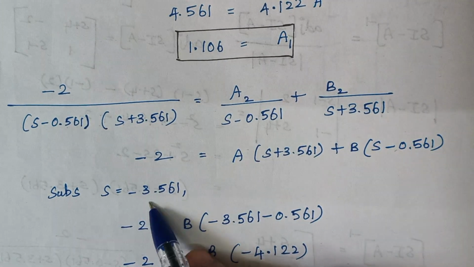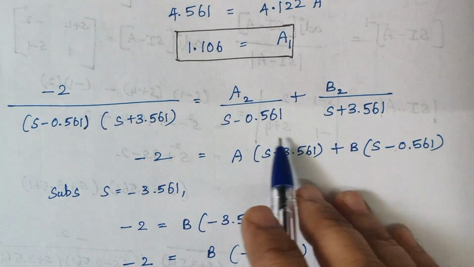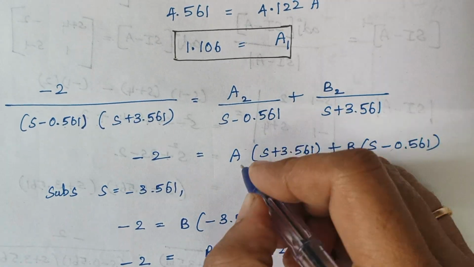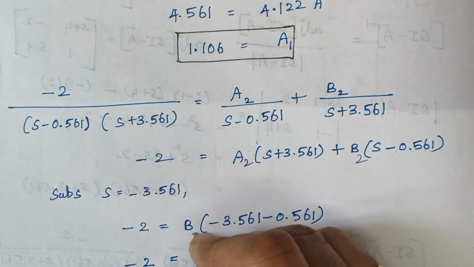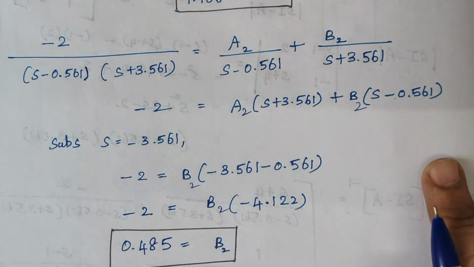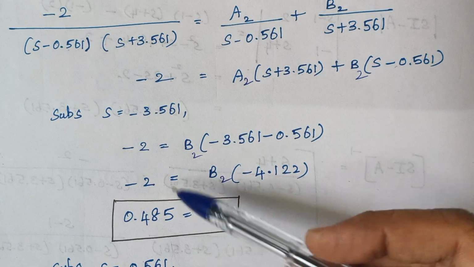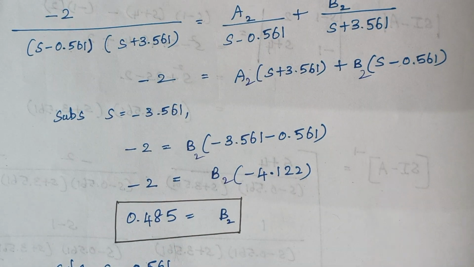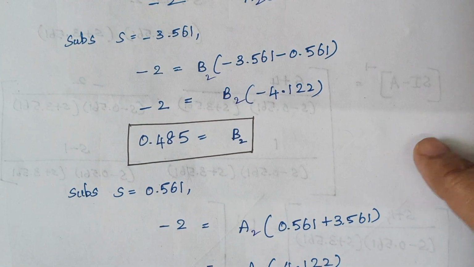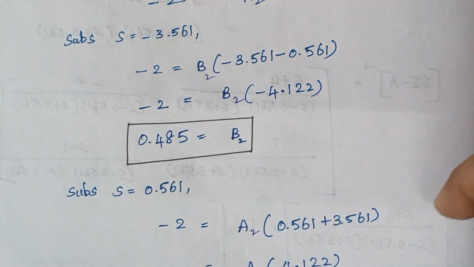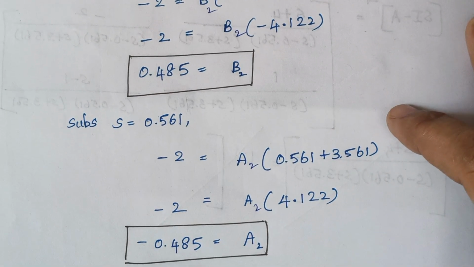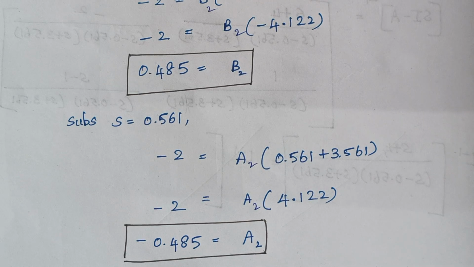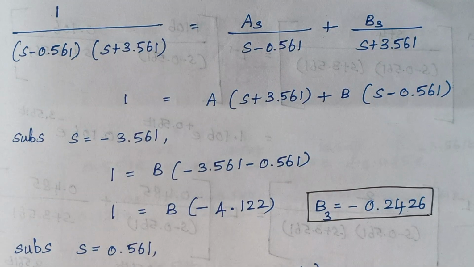So when S is equal to minus 3.561, what happens? This A term gets reduced to 0, so we can calculate the value of B. So again here it is A2, B2. Right. So solve accordingly and the value of B2 is 0.485. Right. And here the next thing is when you substitute the value of S as 0.561, right, so now the value of A2 is calculated as 0.485. So now we had calculated A2, B2.